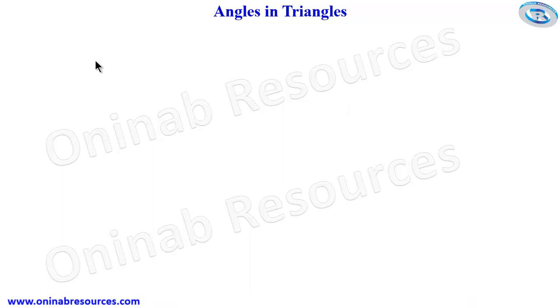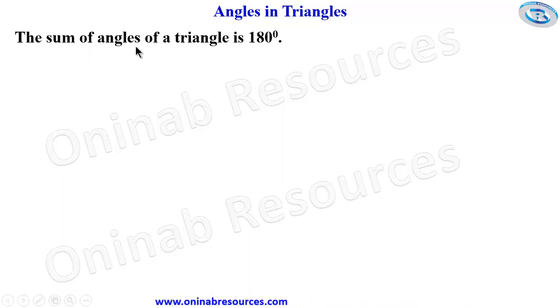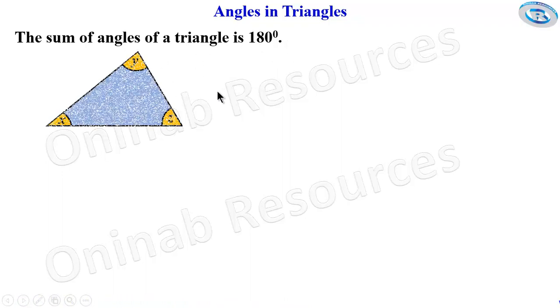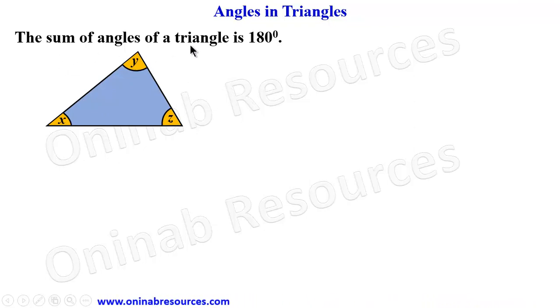In this video, we'll be looking at the sum of angles in a triangle and the exterior angles in a triangle, and solve some problems related to angles in triangles. So we start with the sum of angles of a triangle is 180 degrees. We consider the diagram of a triangle here with angles X, Y, and Z. The implication of the sum of angles of a triangle is X plus Y plus Z is equal to 180 degrees.